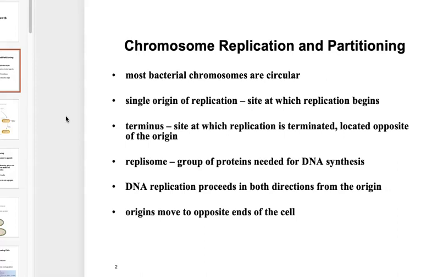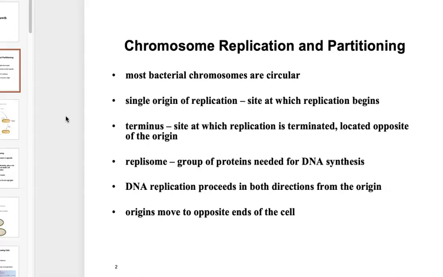Most bacterial chromosomes are circular. They have a single origin of replication. The origin of replication is the site at which replication begins in a circular chromosome. The terminus is where it then would stop replicating. And the replisome is the group of proteins needed for DNA synthesis, so the polymerases and helicases and single-strand binding proteins and so forth. DNA replication proceeds in both directions from the origin in prokaryotes, so it's bidirectional.